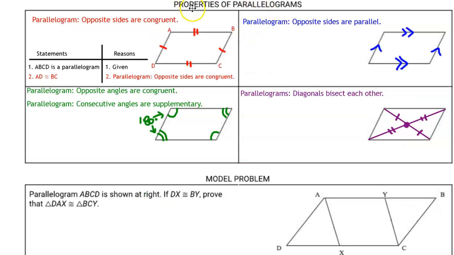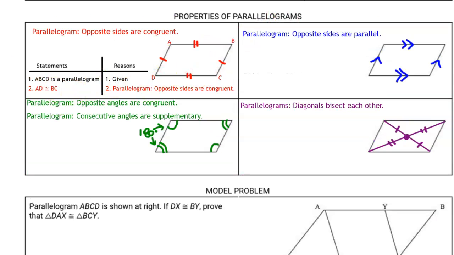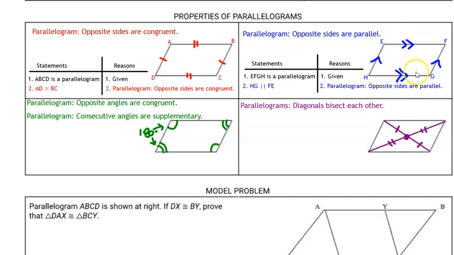All right, here's how the first property of parallelograms might look in a proof. The first statement could be that ABCD is a parallelogram if it's given to you. This is parallelogram ABCD. Once you know that it's a parallelogram, the next statement could very well be AD is congruent to BC. AD and BC are congruent. And here's the reason: parallelogram, opposite sides are congruent. It's literally the sentence that I gave you. So this is what it would look like in a problem.